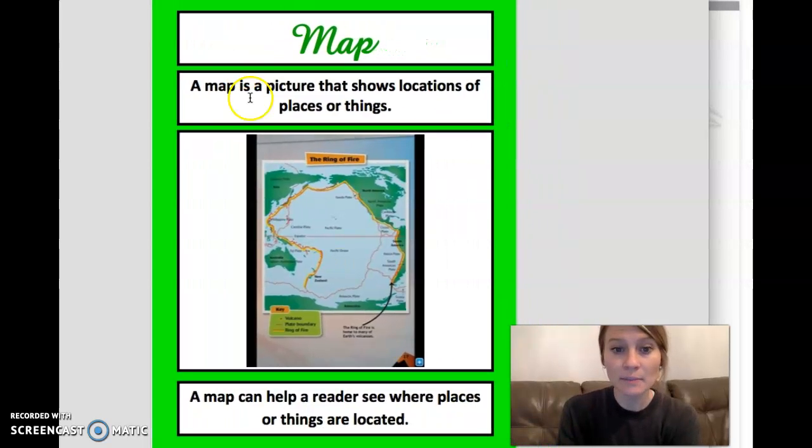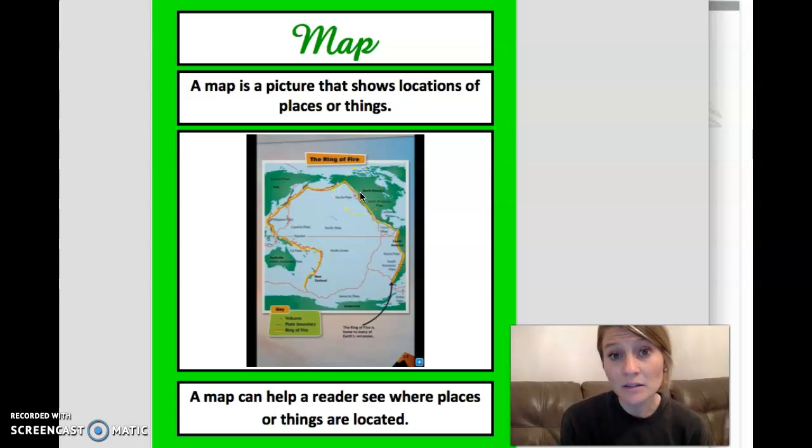Now take a look at this map. A map is a picture that shows locations or places of things. Now this happens to be a map of what's called the Ring of Fire. And you can see the Ring of Fire, there's the United States. I know it's kind of small. And there's South America, and it dips down, there's Australia, and then there's Asia.